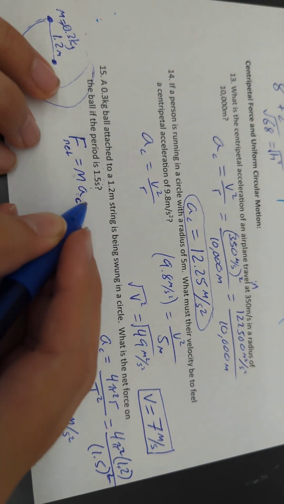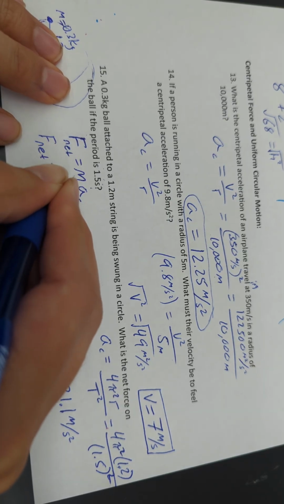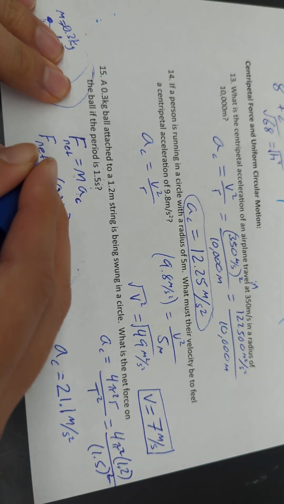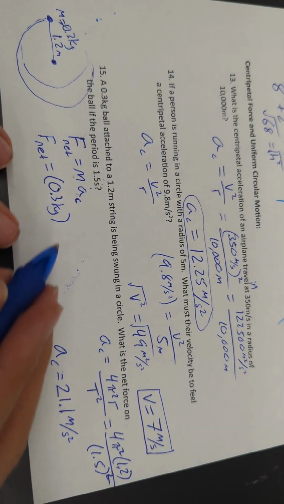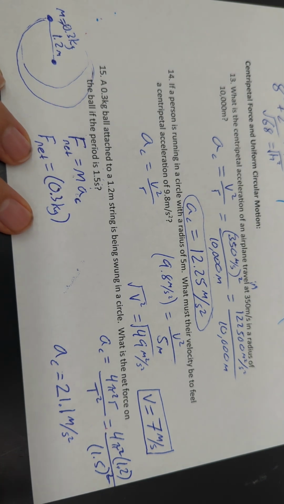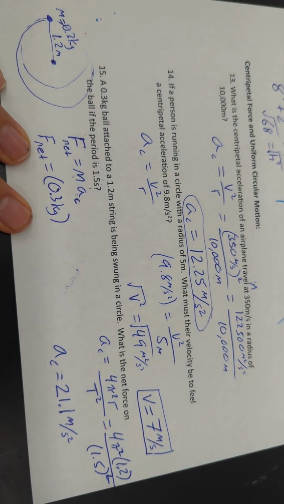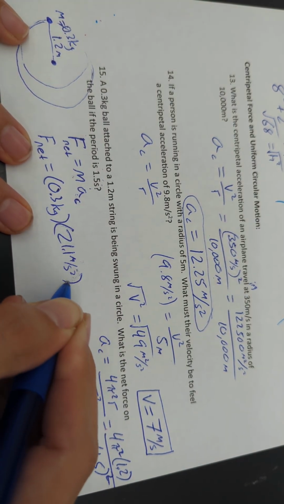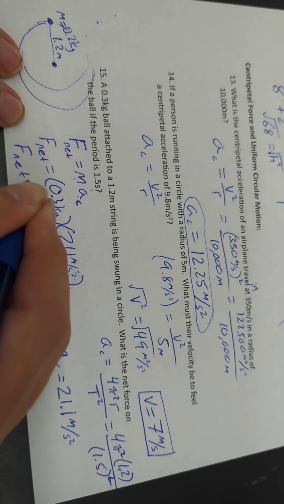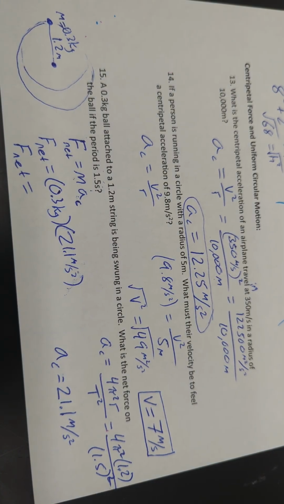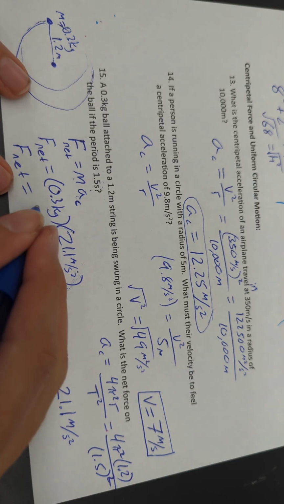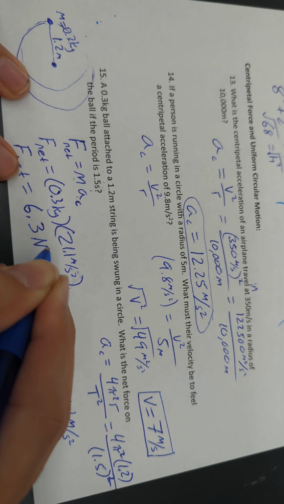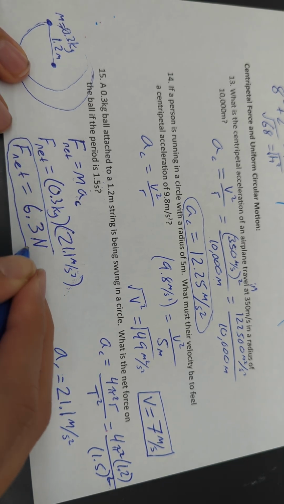So we plug that into this over here, and we'll say F net equals mass, 0.3 kilograms. Make sure you're using kilograms whenever we use force, because newtons are kilogram meters per second squared. So I gave you kilograms here, so you don't got to worry about it. But if I gave you grams, you got to convert to kilograms. And then you just plug in your acceleration, 21.1 meters per second squared. Multiply those two numbers together, and you get something like 6.3 newtons.